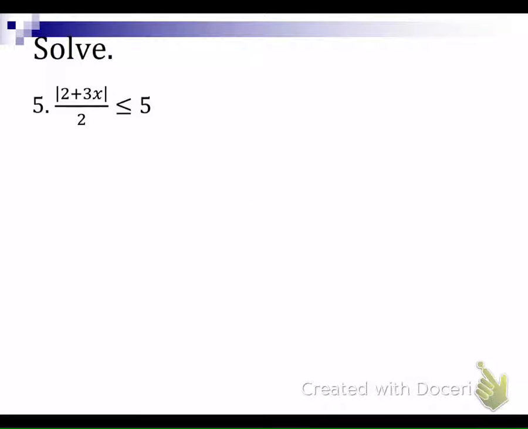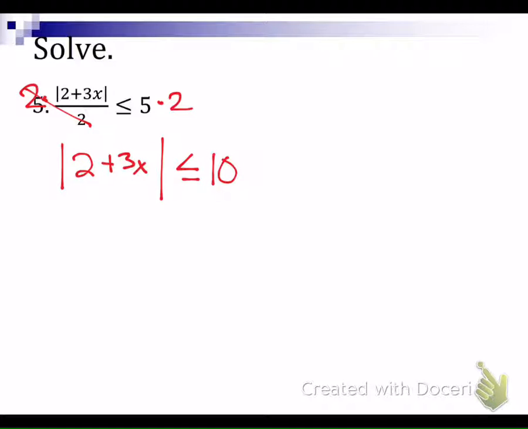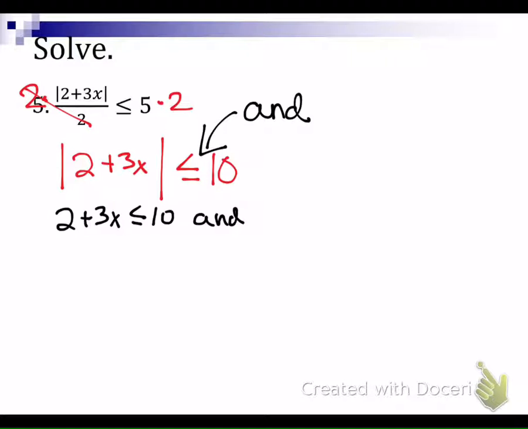All right. What do I do first? Yeah, you got to get the absolute value by itself. Multiply both sides by 2. Absolute value of 2 plus 3x less than or equal to 10. All right, so 2 plus 3x less than or equal to 10. And 2 plus 3x is greater than or equal to negative 10.